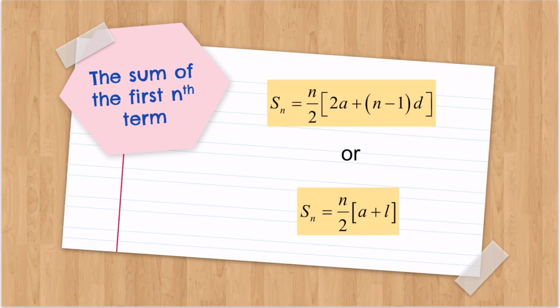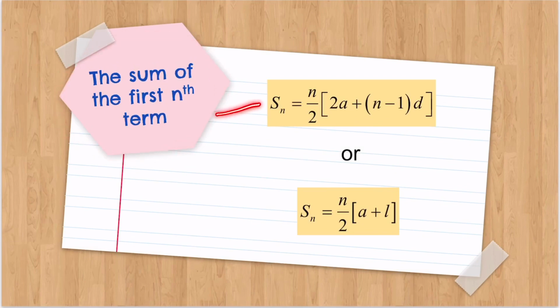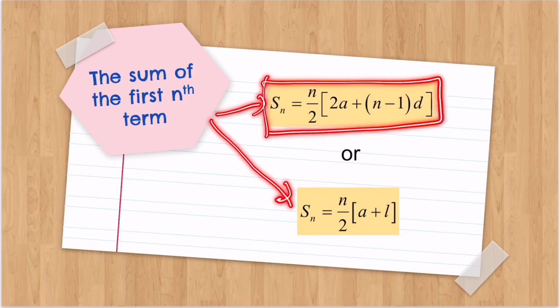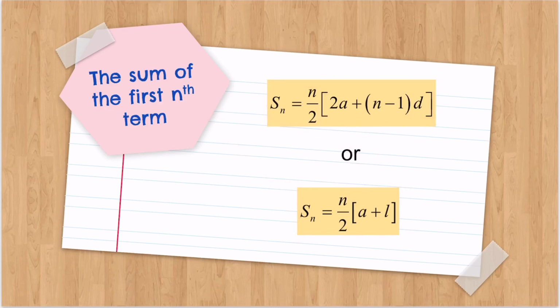In AP, you also need to find the sum of the first n terms. So you can use two formulas, okay? The first one is Sn equals n over 2 multiplied by 2a plus n minus 1 d. Or you can use Sn equals n over 2 multiplied by a plus l, where l is the last term.